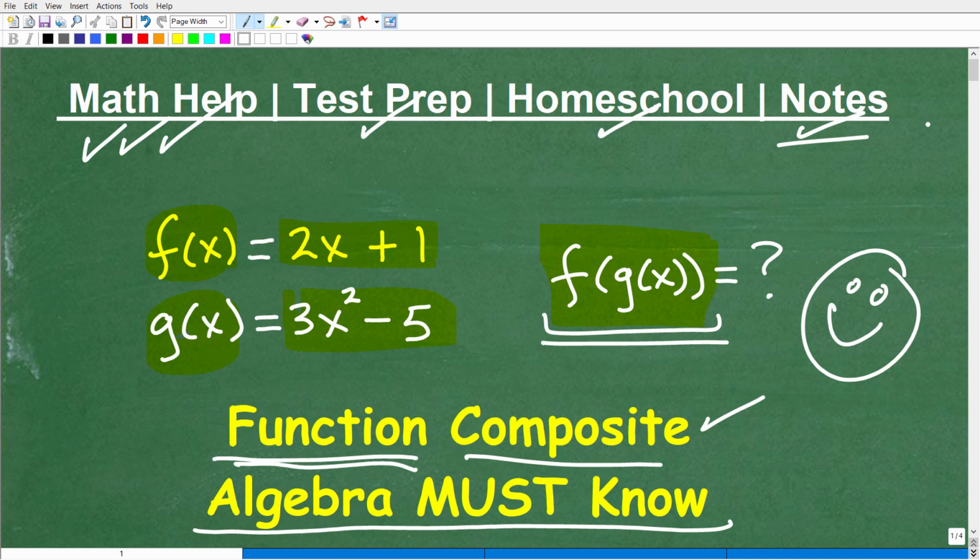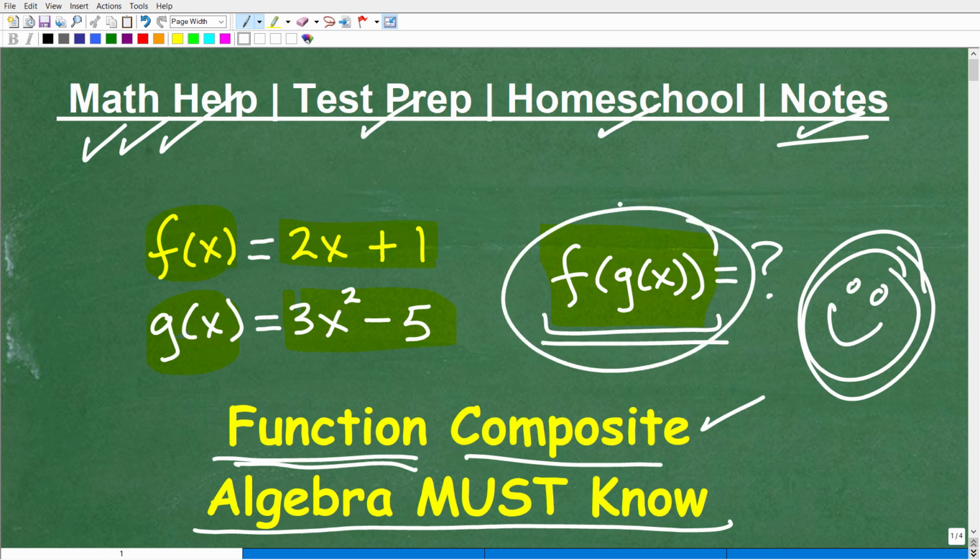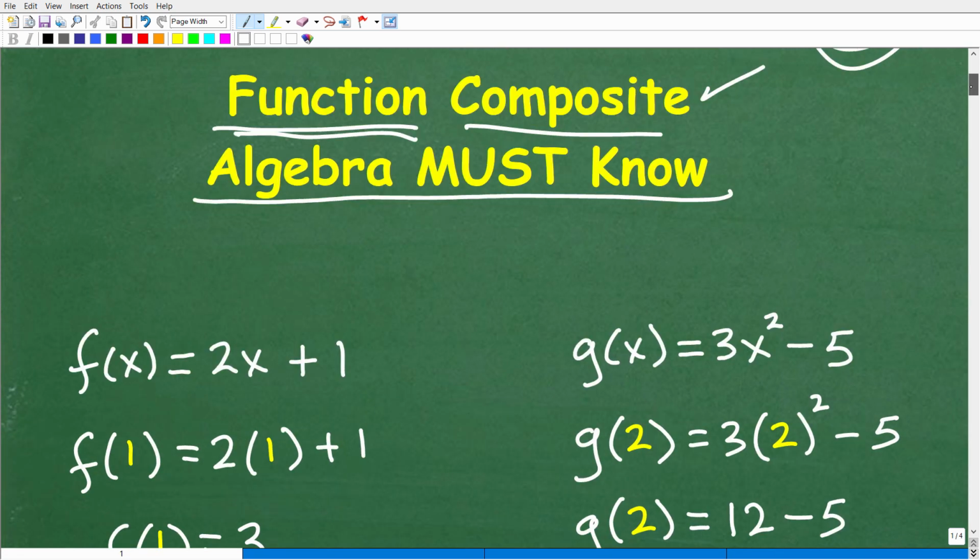Okay, so let's get you to a happy face when we're talking about composite functions. Again, this notation looks a little scary, but it's not that bad. Let's get into it now.